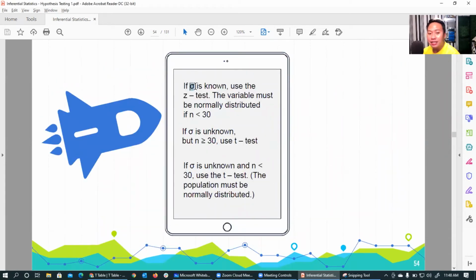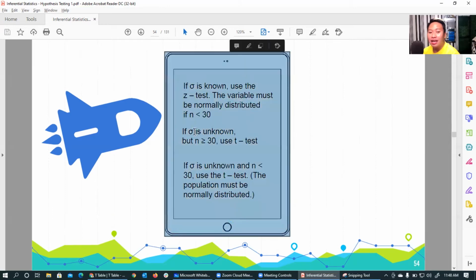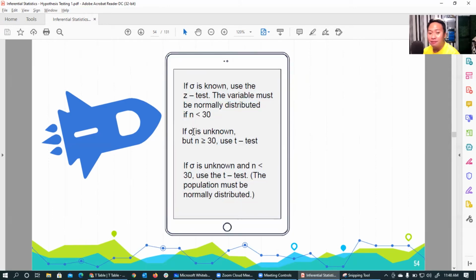This symbol stands for the population standard deviation. So if this symbol is known, use z-test. The variable must be normally distributed if n is less than 30. If the standard deviation is unknown, but n is greater than 30, use t-test. So if you notice, bisag dako pa imong 30, bisag dako pa imong sample size, guys, pero imong population standard deviation is not given or known, you're still gonna be using t-test.